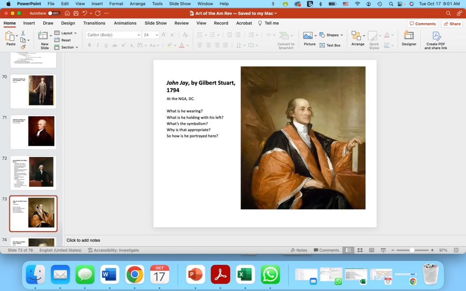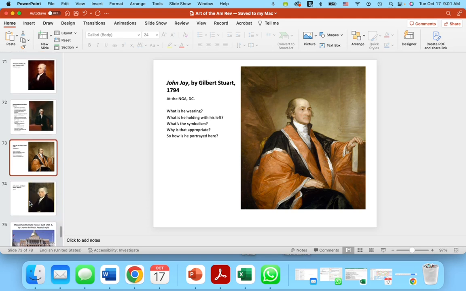Don't forget about John Jay. He's a very famous lawyer out of New York. He writes the Federalist Essays with Hamilton and Madison, saying you Americans should ratify or approve the Constitution because we need a stronger government. And John Jay became the first Supreme Court justice, the head of the Supreme Court. And here he's dressed like a lawyer with his law book and in a judge's robes.